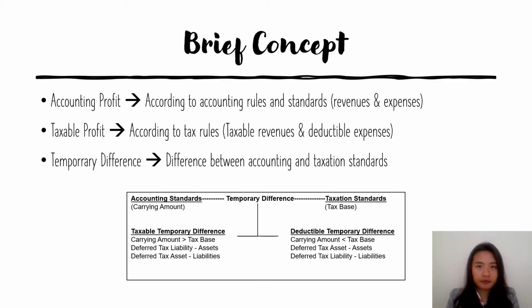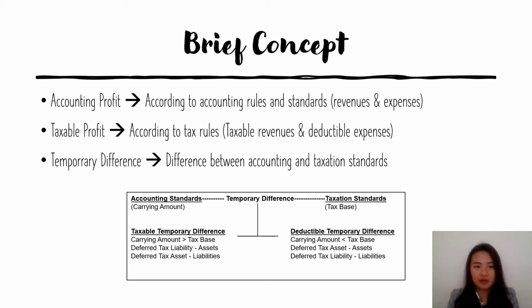Before we have a look further at Academies Australasia's financial statements, there are a few terms or concepts that I would like to explain. First of all is accounting profit. Basically, accounting profit is the figure that we usually see in a company's income statement. This number is calculated from revenues deducted by all expenses, and this figure is a result of the calculation according to accounting rules and standards. And we also have taxable profit here.